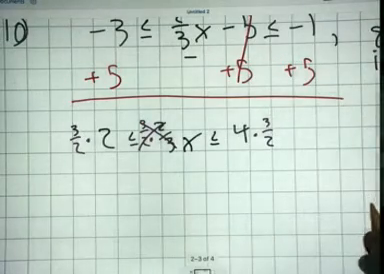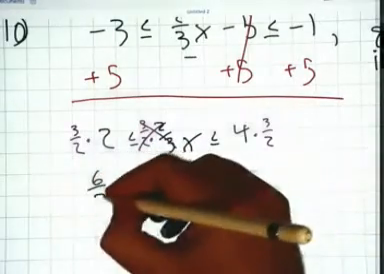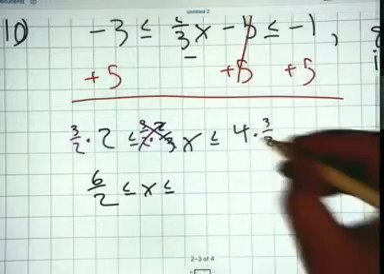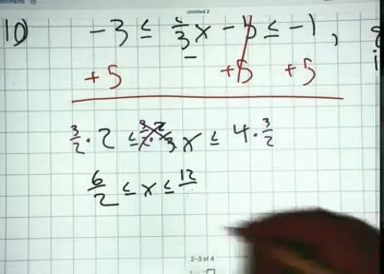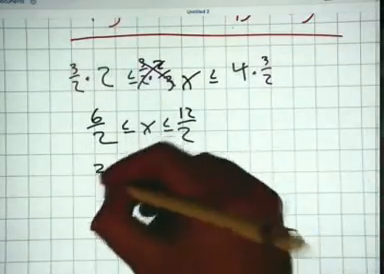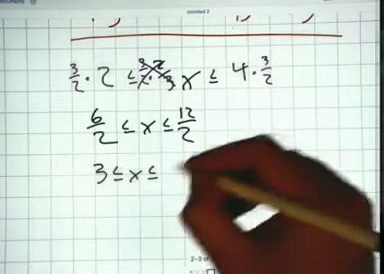So let's do some multiplying. 3 times 2 is 6 over 2 is less than or equal to x is less than or equal to 4 times 3 is 12 over 2. We can further simplify. 3 is less than or equal to x is less than or equal to 6.